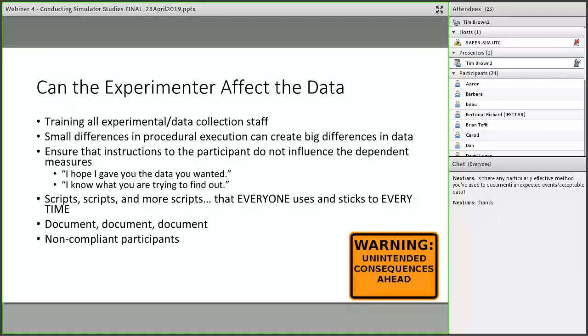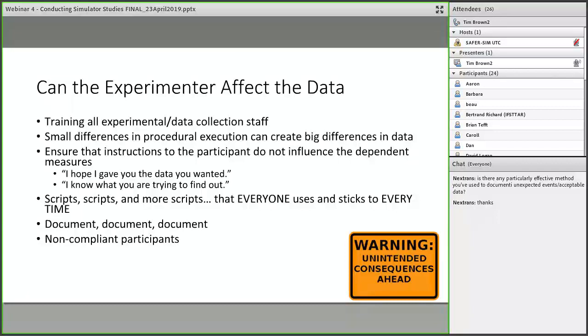Non-compliant participants are another challenge that experimenters can affect. Scripts can come into play here. How you respond if somebody refuses to drive near the speed limit. What words do you use to get them to try and comply? What are you going to do if you're doing a distraction study and the driver refuses to engage with the secondary task that you've given them to do? We've had that happen. They say, "I would never do this when I'm driving." We want to document that as part of our documentation process.